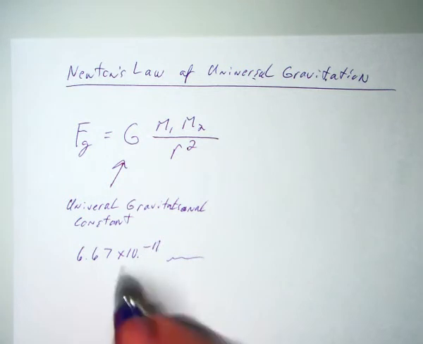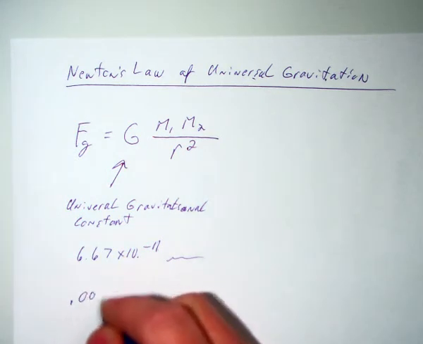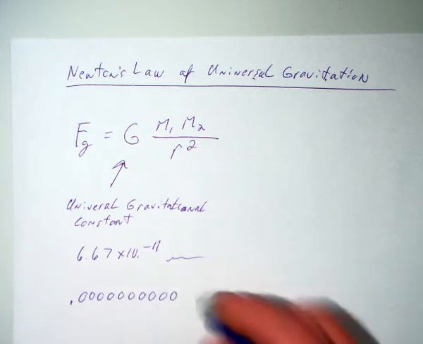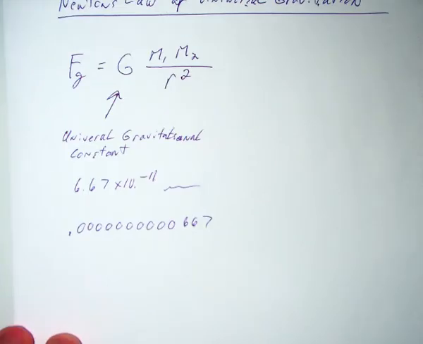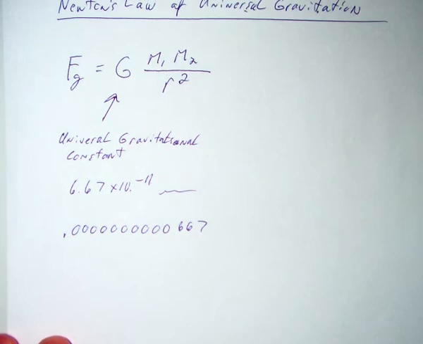So, if I were going to write it in normal hand, it would be point, and then I got to write how many zeros? Well, I got to write 10 zeros. 1, 2, 3, 4, 5, 6, 7, 8, 9, 10, and then 6, 6, 7. So that's a really, really small number. But it's just a number. That's it. That's all it is.